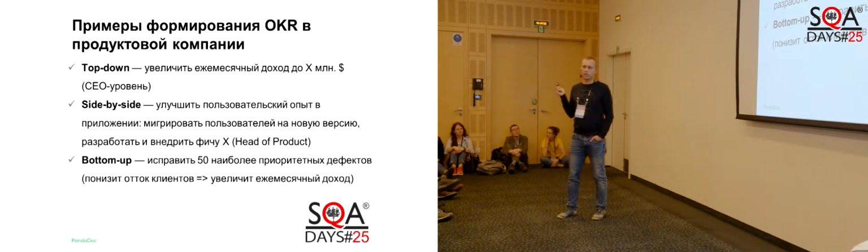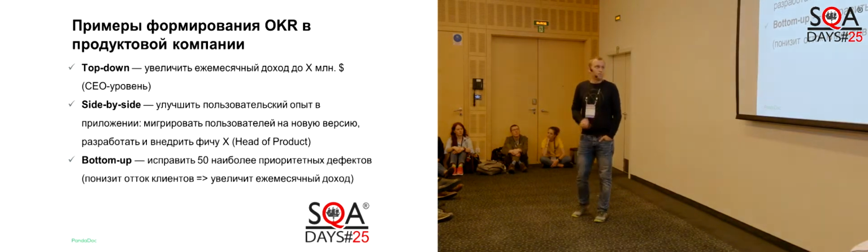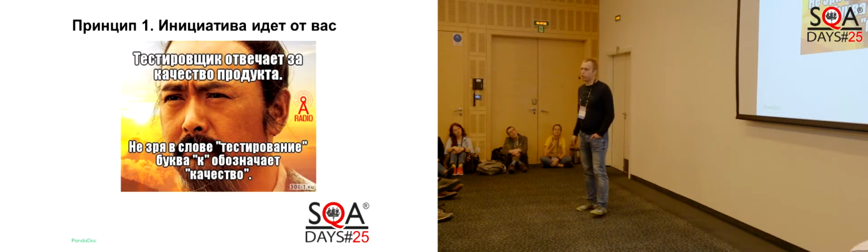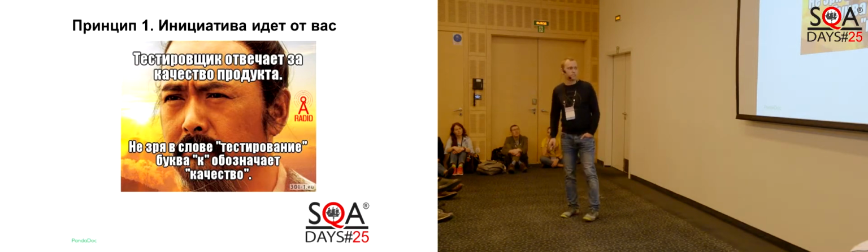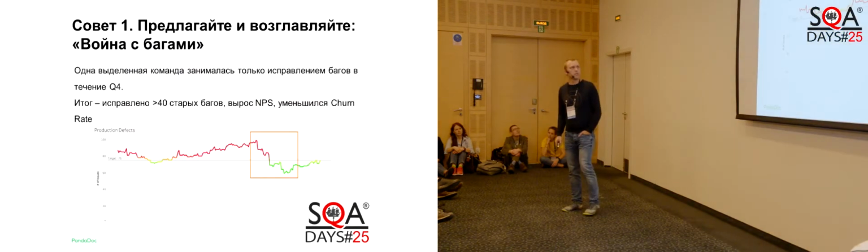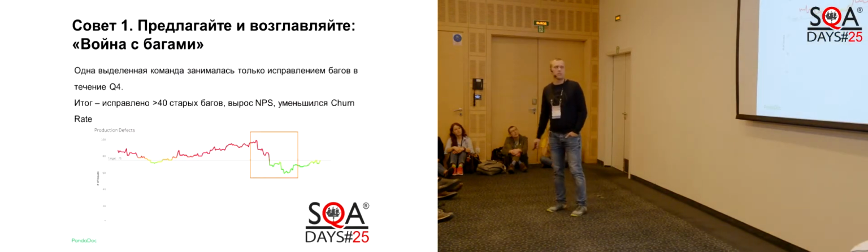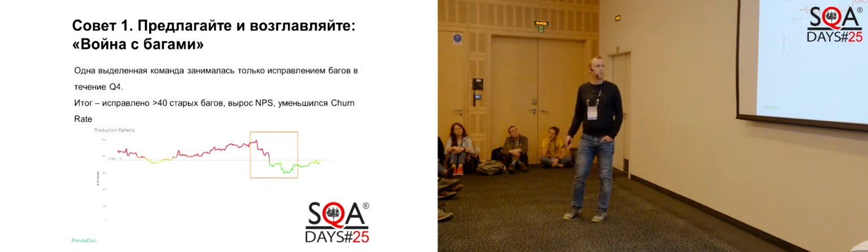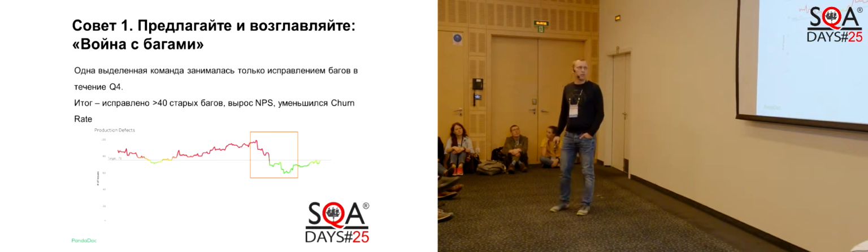Usually objectives are set per quarter. Most popular method is to do quarterly objective setting, not yearly objective setting. The initiative comes from a tester. A tester can suggest something, and potentially it can become part of the objectives and key results of a company. Consequently, here we have the first advice: propose and lead.